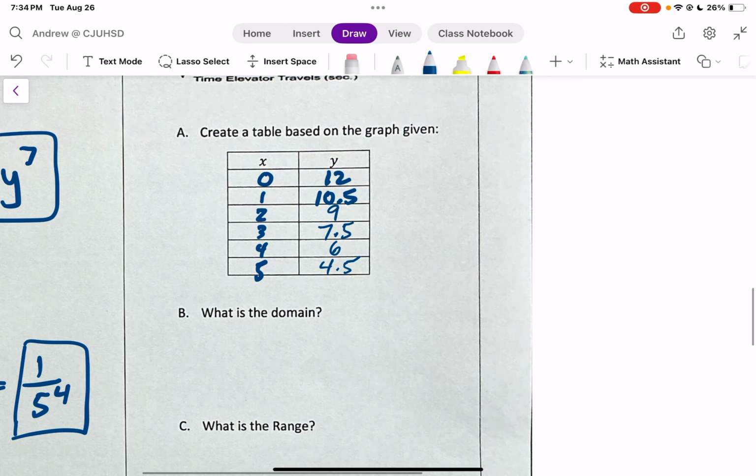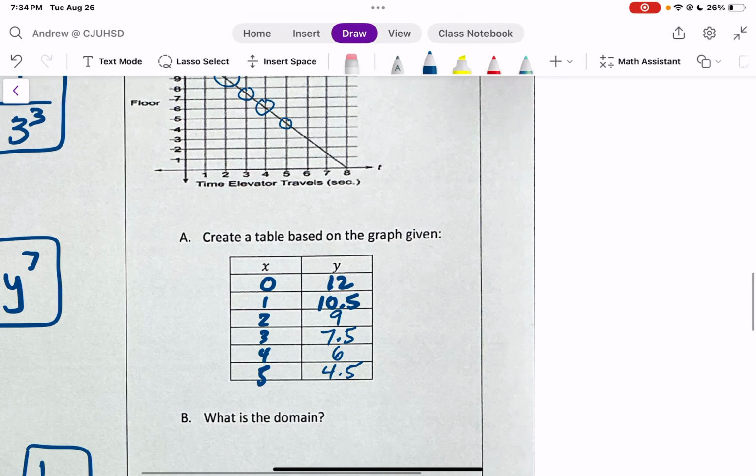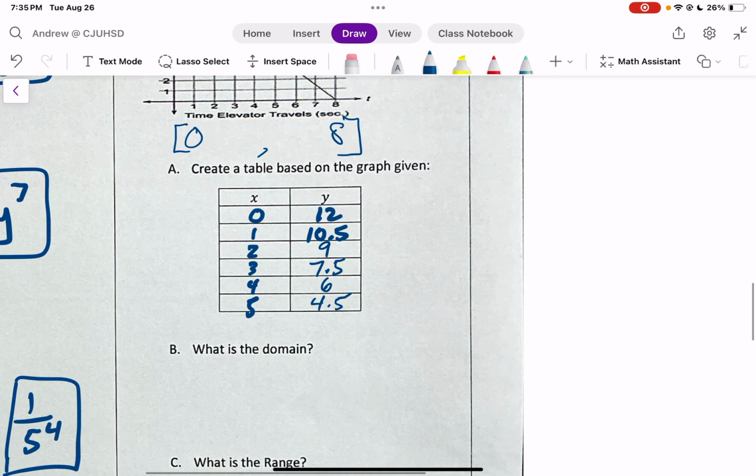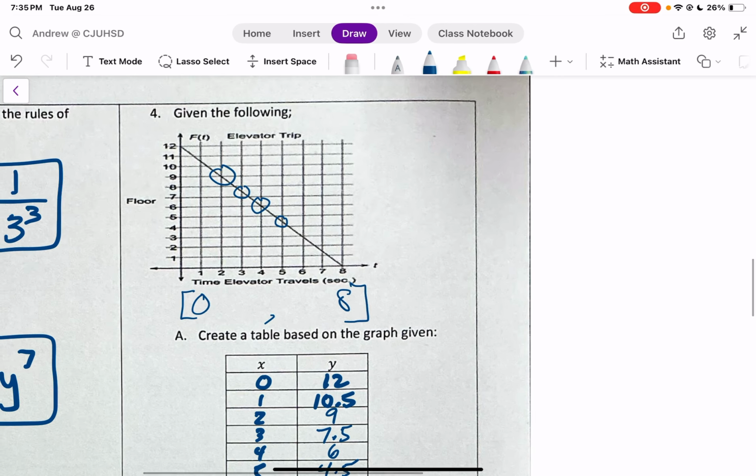What is the domain? So look at the whole graph. It's going from 0 to 8. So 0 on this side, 8 on this side, okay? And I'm going to put a comma between them. So from 0 to 8, and the range is going from, remember it's still lowest number to the highest number. That would be right here. That's 0 to 12. 0 up to 12.